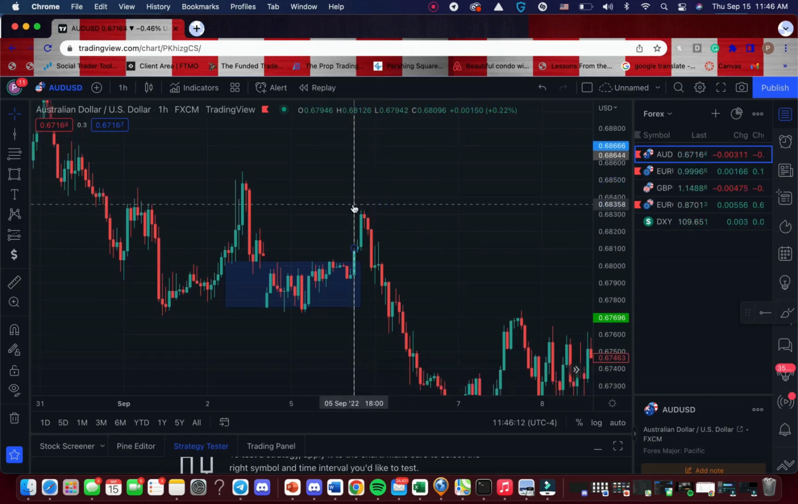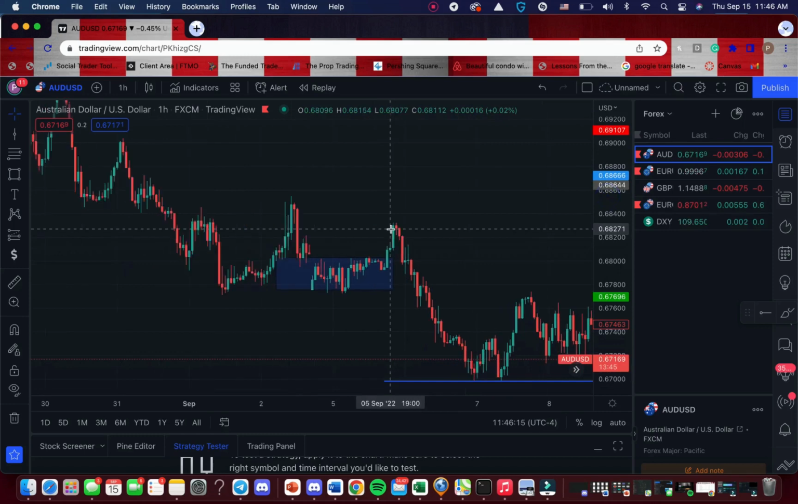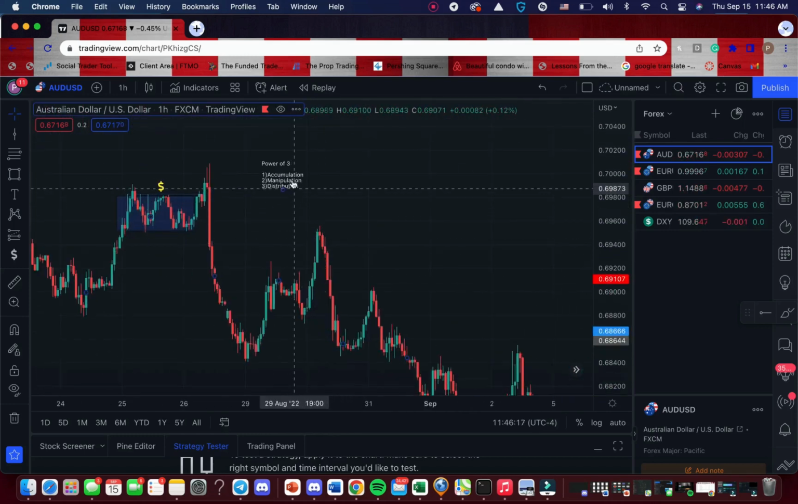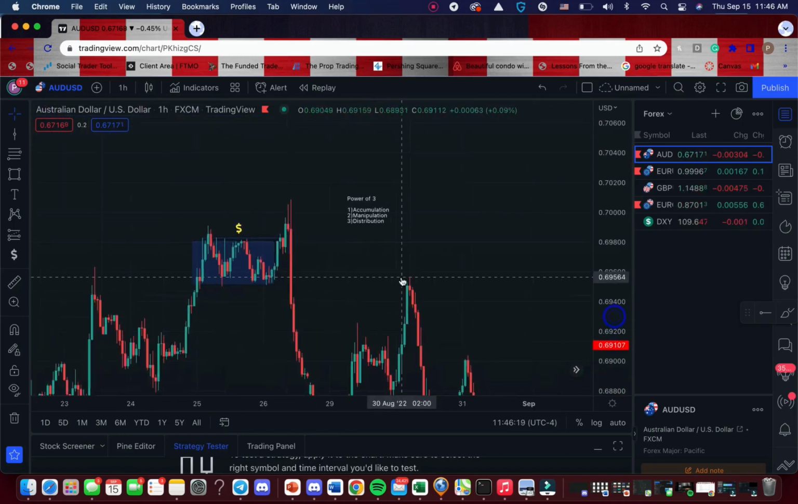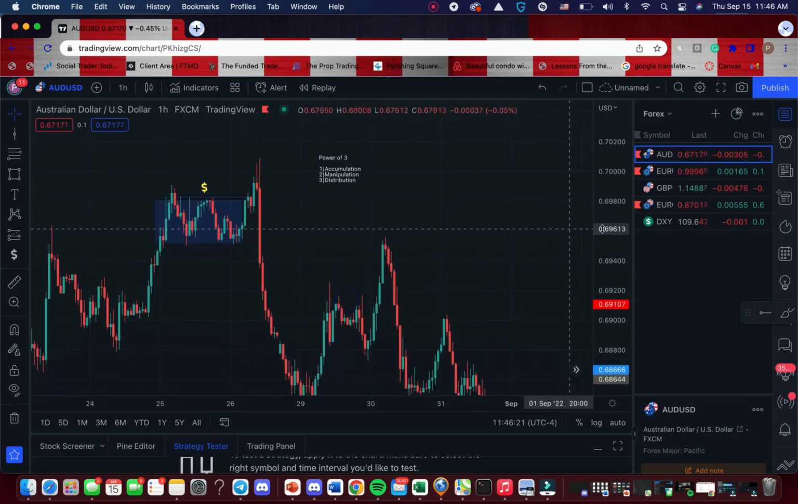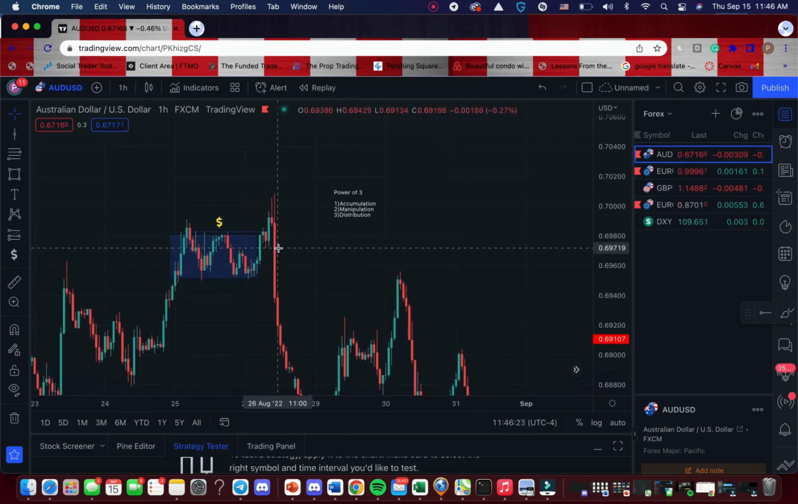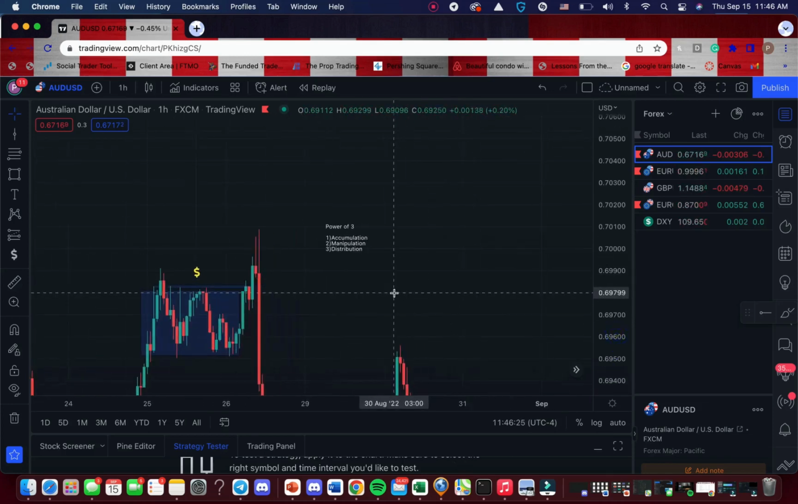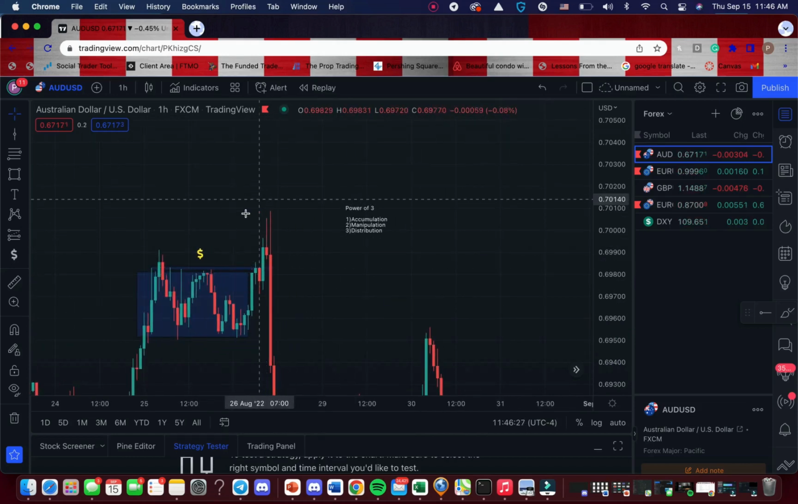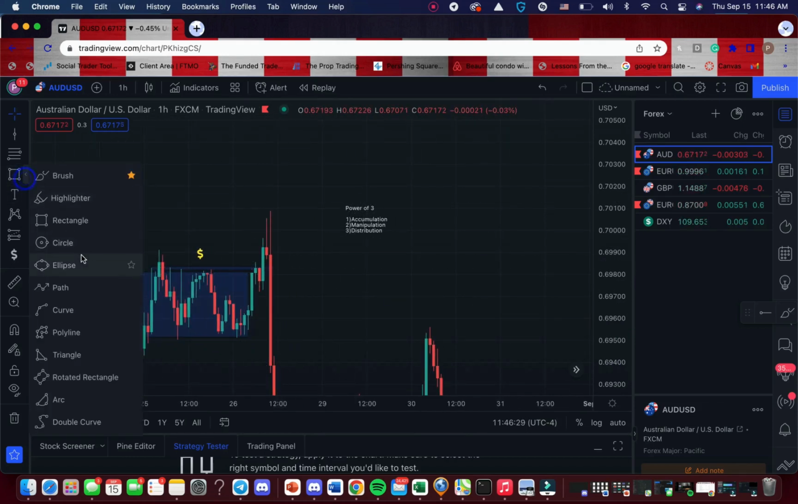Now, where do we get in? Where do we get in to enter the trade? Well, we get in the second stage, which is the manipulation part. Our goal is, since we are bearish, our goal is to look for sells. So we find sells on the manipulation part of it. We look for sells here.